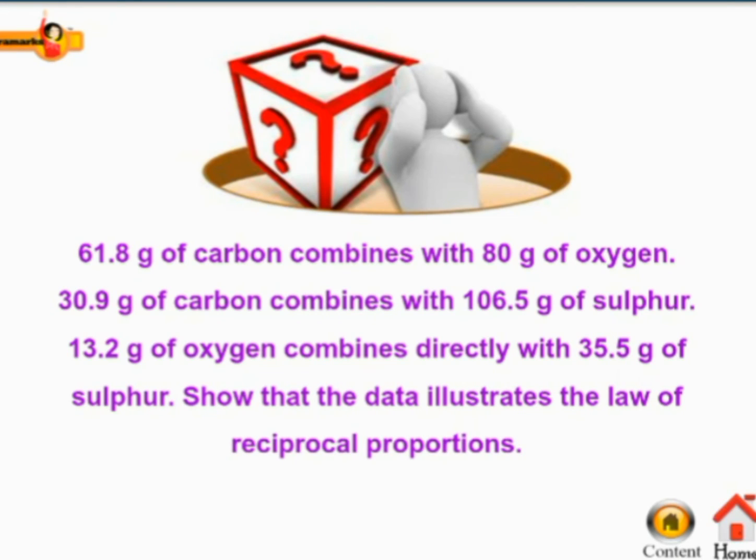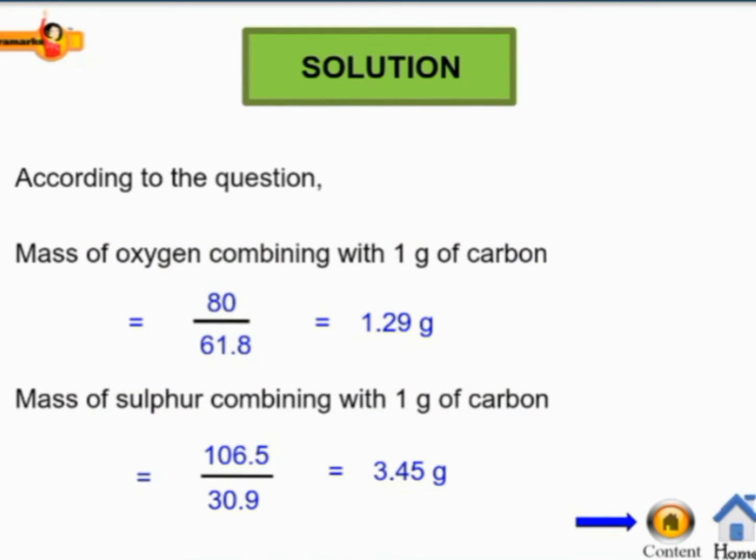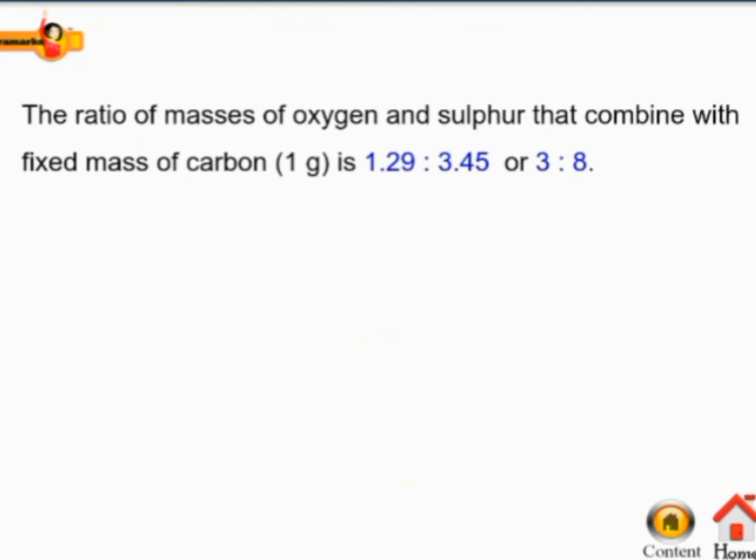Solve a numerical. 61.8 grams of carbon combines with 80 grams of oxygen. 30.9 grams of carbon combines with 106.5 grams of sulfur. 13.2 grams of oxygen. From the given data, the mass of oxygen combining with 1 gram of carbon is 1.29 grams and the mass of sulfur combining with 1 gram of carbon is 3.